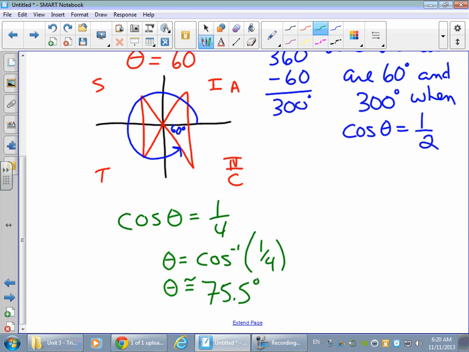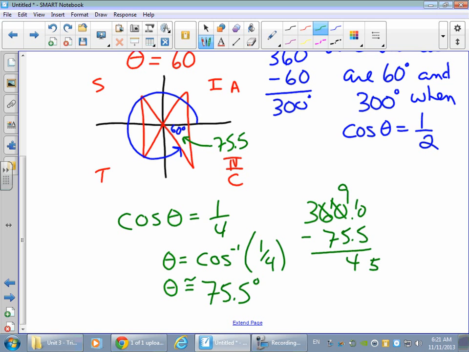And then using the exact same idea, I now have the same diagram, but 75.5 in here. So that means I have 360 minus 75.5, which is 284.5 degrees. And so essentially now my two angles are the 75.5 and the 284.5.